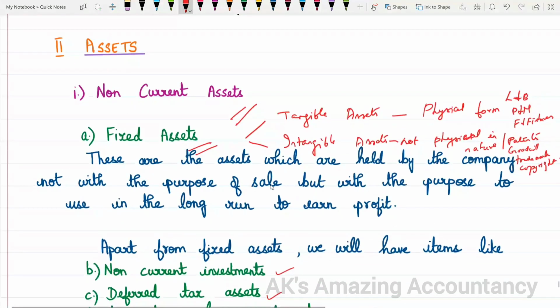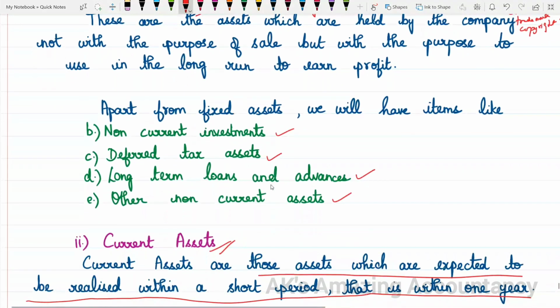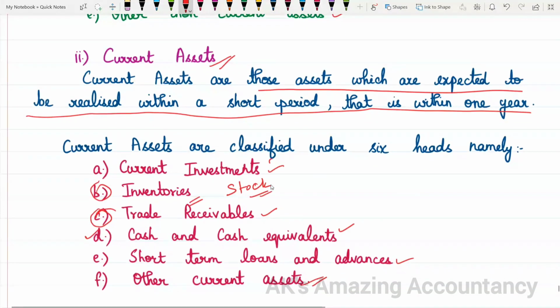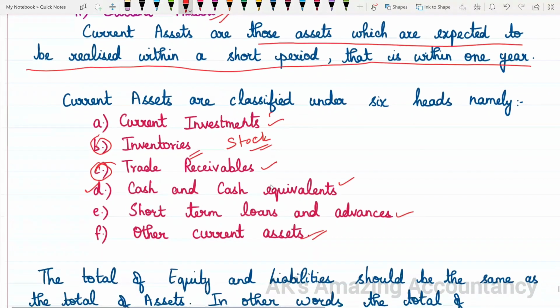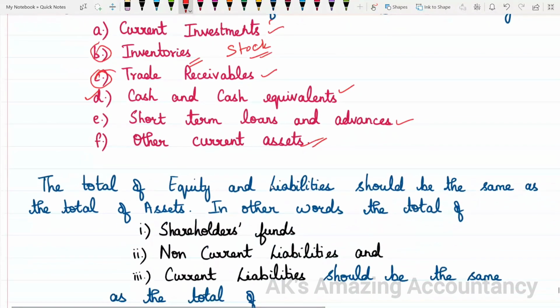So there are only two main headings under assets. One is non-current asset and the other one is current asset. Under non-current asset, we have fixed assets, non-current investment, deferred tax asset, long-term loans and advances, and then other non-current asset. So it's not that all this will come. Whatever is available in the problem, you will be entering. And under current asset, you'll be having current investment, inventories, trade receivables, cash and cash equivalents, short-term loans and advances, and other current assets. Okay. So these are the various items which will come in the company's balance sheet.